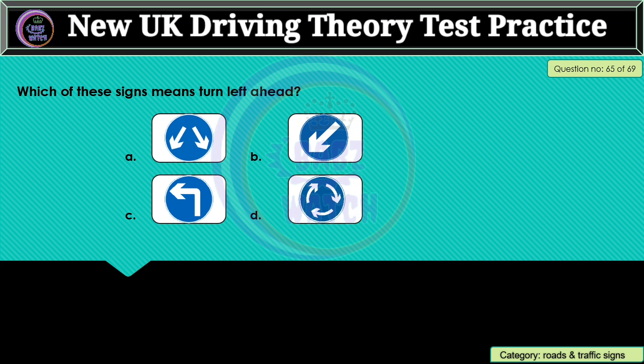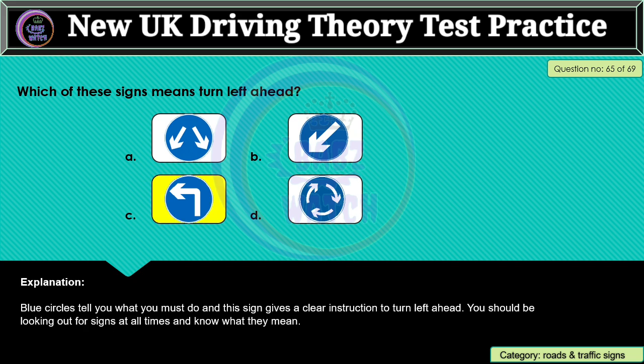Question 65 of 69. Which of these signs means turn left ahead? A, B, C, D. The correct answer is C. Explanation: blue circles tell you what you must do, and this sign gives a clear instruction to turn left ahead. You should be looking out for signs at all times and know what they mean.